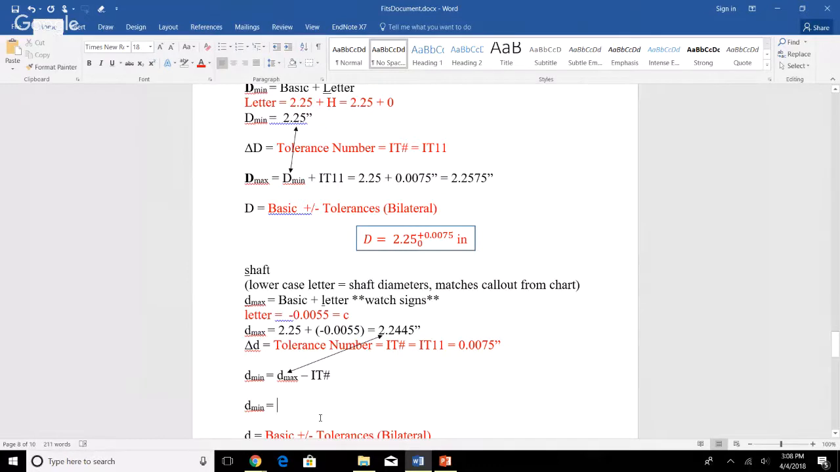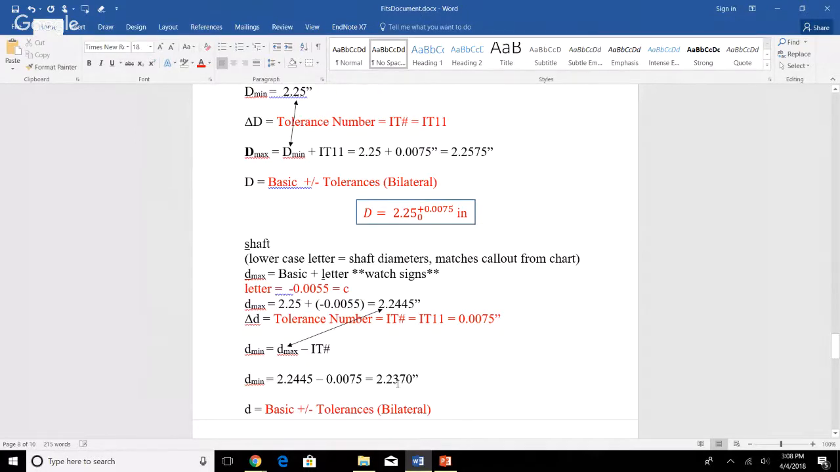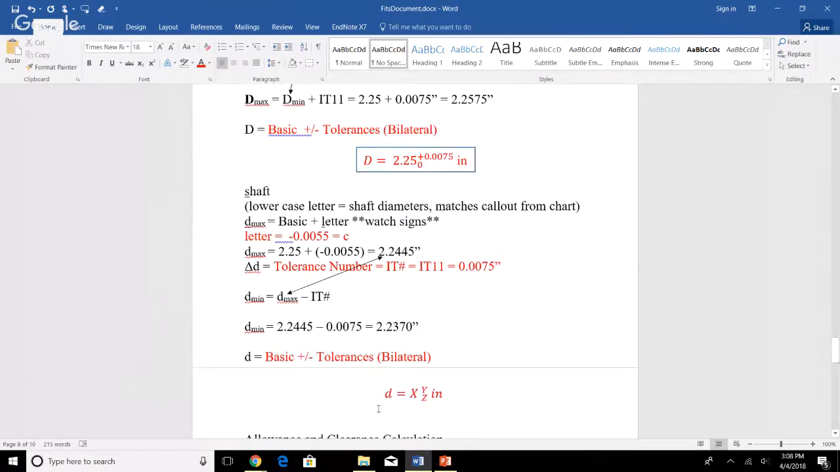Okay, so our D minimum is going to be 2.2445 minus 0.0075 inches. And that gives us a minimum diameter of our shaft or our pin to be equal to 2.2370 inches. So again, that is our minimum diameter of our pin that is allowable for this particular case. So now we can move on to writing out our basic tolerances.